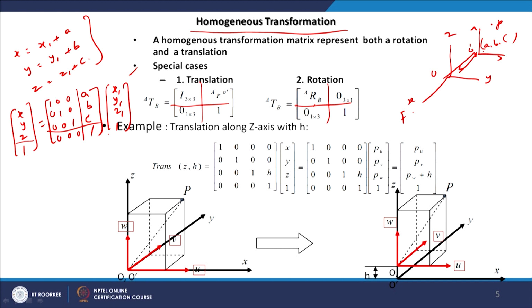So whenever we write a 4 by 4 matrix which represents a translation, it indicates that the fourth column represents the origin of the new coordinate frame which is shifted from the old frame, and the first 3 columns of that homogeneous transformation represent the rotation of the coordinate frames. So it combines both of them, position as well as orientation of a coordinate frame.